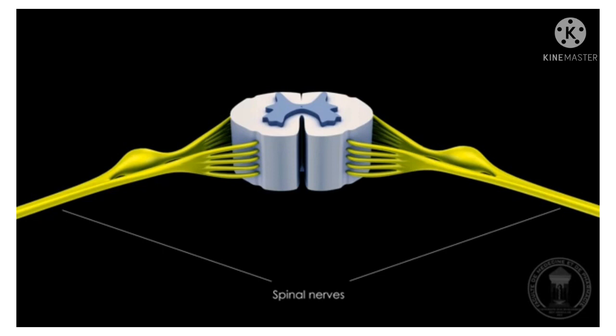Function: it controls reflex actions of the body. Reflex actions occur automatically, without consciousness. Examples are sneezing, coughing, yawning, etc. These are the functions done by the spinal cord. Have you got it? I hope you understood.